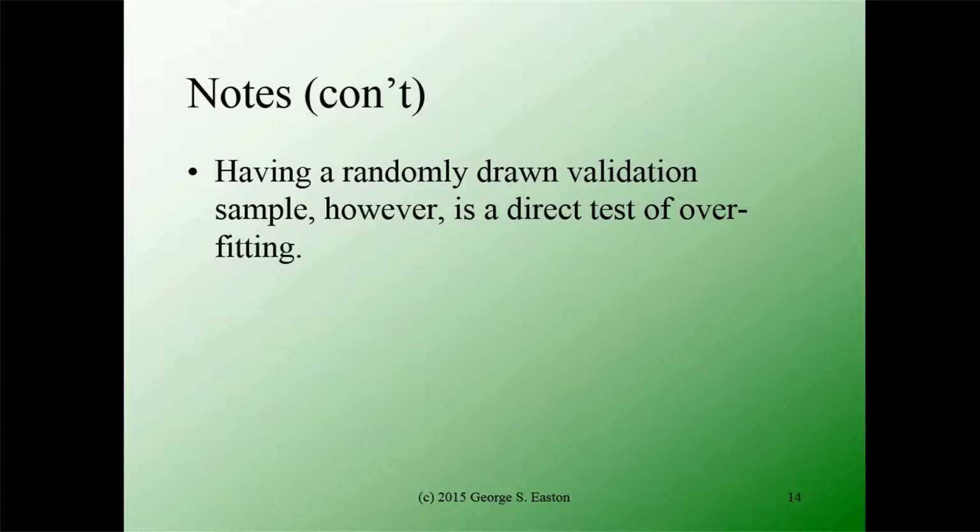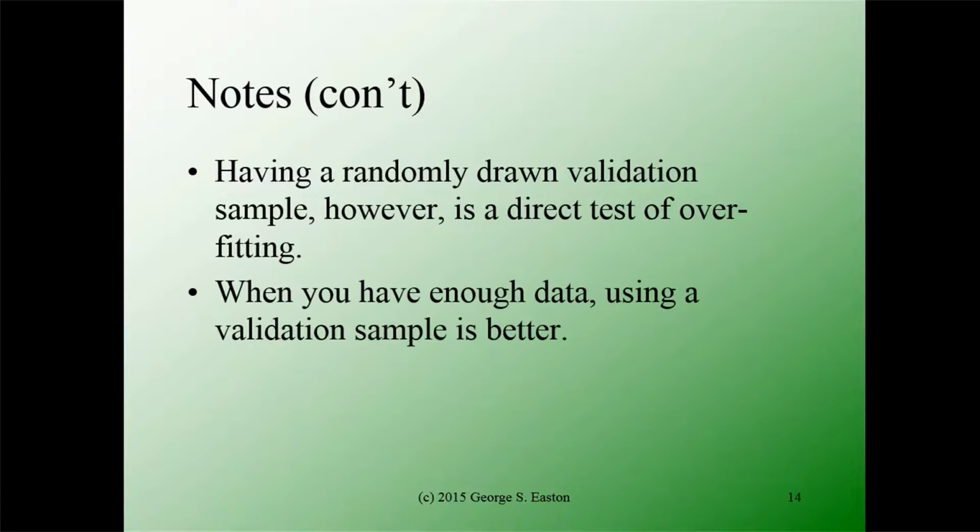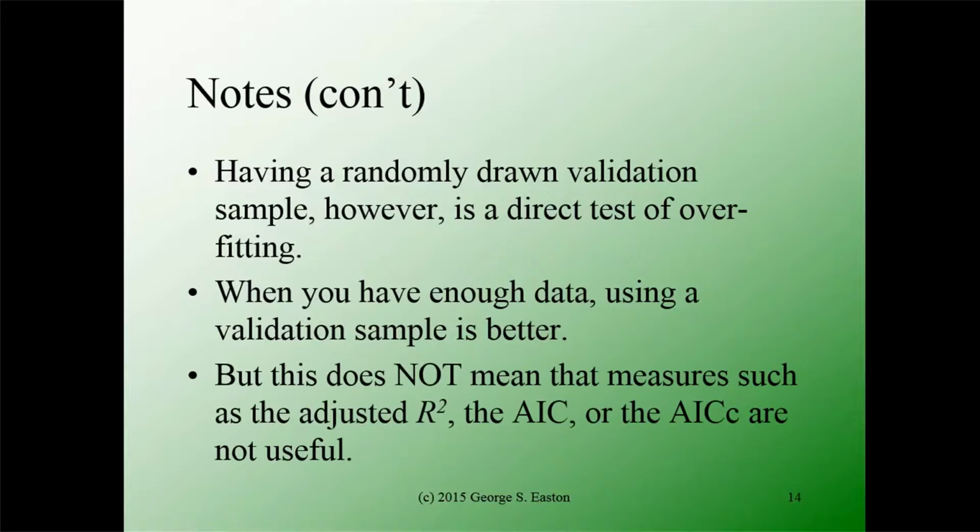But overall, having a randomly drawn validation sample is a more direct test of overfitting. And when you do have enough data to randomly split your sample into a training set and a validation set, using the validation sample is probably better than using any of the in-sample measures. But do not interpret this to mean that these measures, such as the adjusted R-squared or the AIC or AICC, are not useful, because they are.